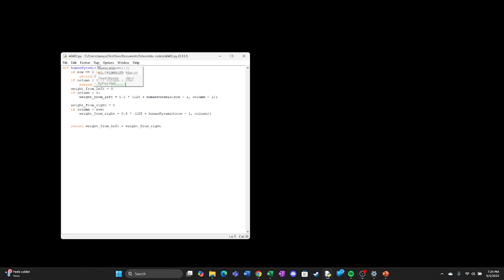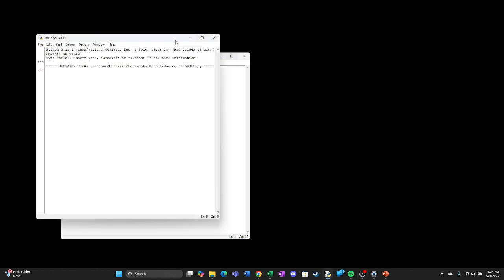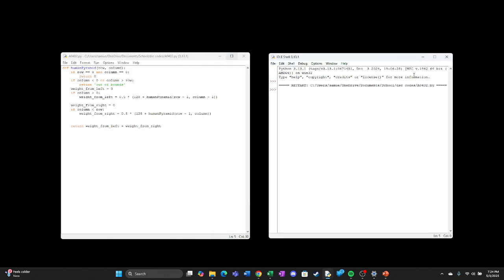Well, this is my discussion on the human pyramid function. So first off, what is the base case of my recursive function? The base case is when the row is equal to 0 and the column is equal to 0. So that means we've recurred through it, gone through all the people that are above them on their left and right, and gotten all the way to the top where that person will have no weight on top of them.